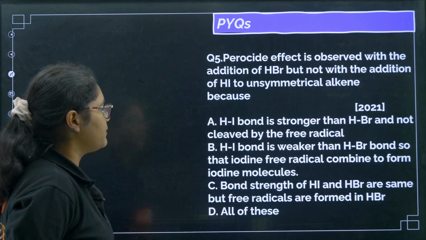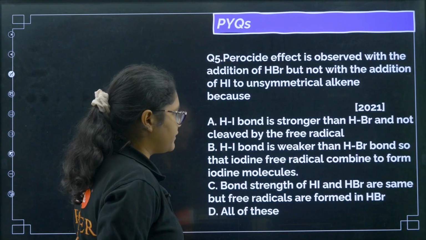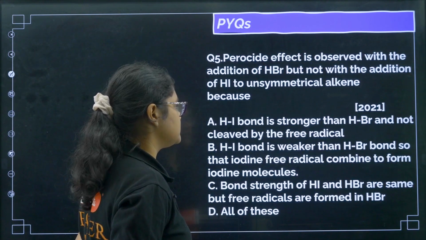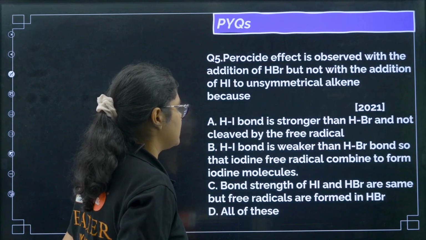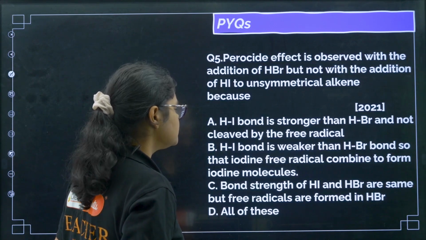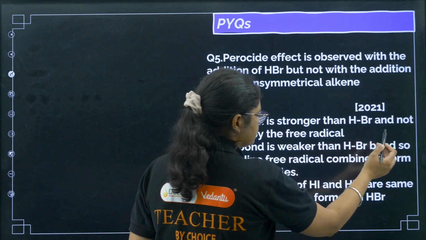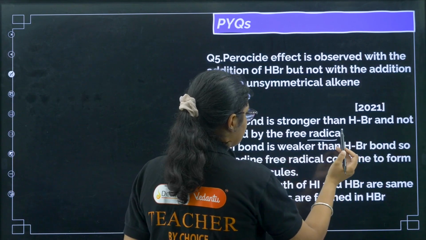Next, question number 5: peroxide effect is observed with the addition of HBr but not with the addition of HI to an unsymmetrical alkene because, okay. So the H-I bond is stronger than H-Br and not cleaved by the free radical, no.